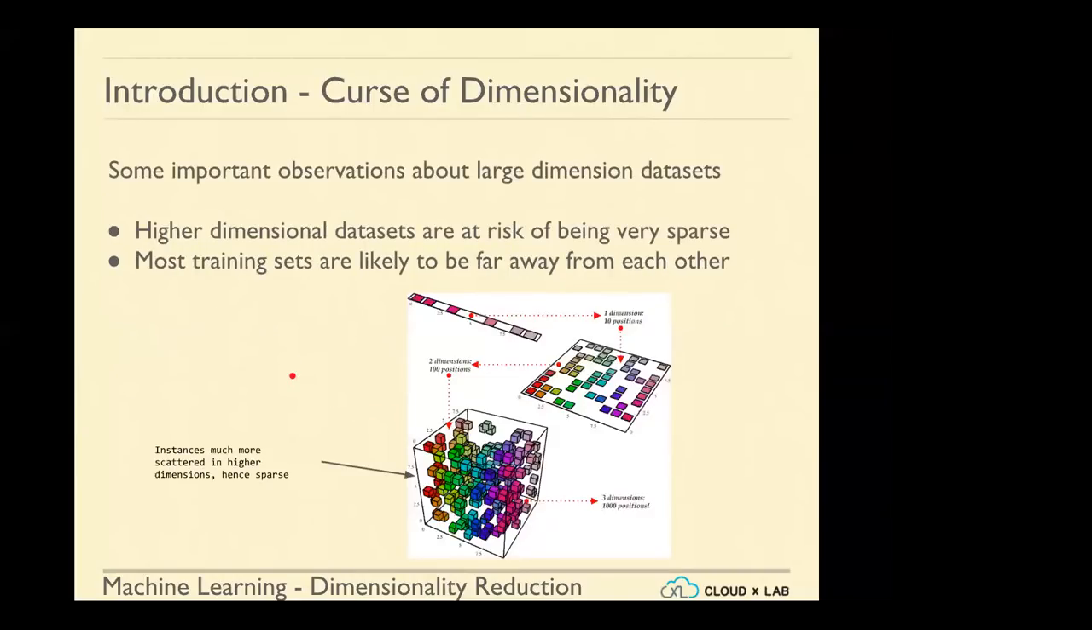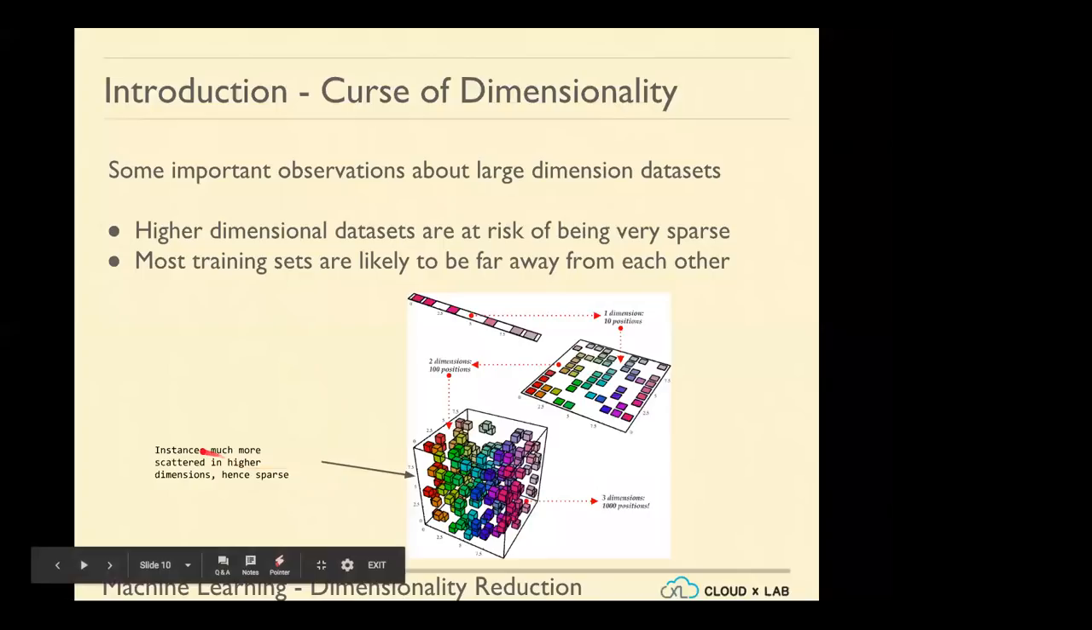Now, moving ahead, there are a couple more ideas that I want to discuss, and we will go into more dimensions and try to understand it. Some more important observations about large-dimensional data sets is that higher dimensions are at risk of being very sparse. If you have truly a million dimensions, there are many values possible, so most training data sets are likely to be far away from each other. Here you can see a three-dimensional space and these instances are spread over all the data points like this.